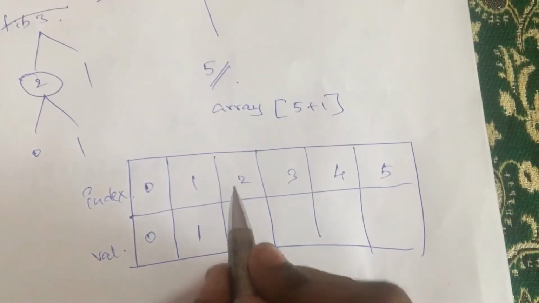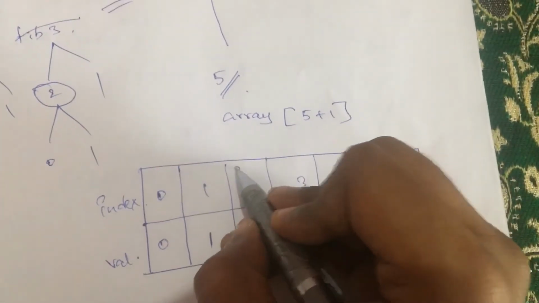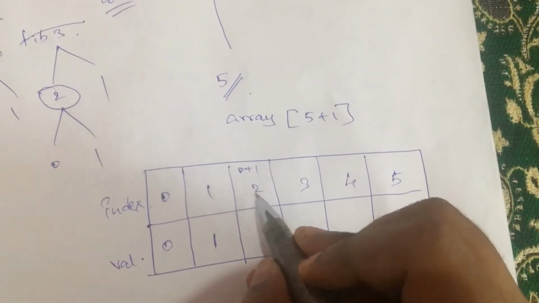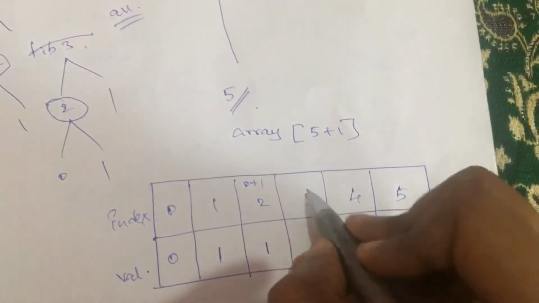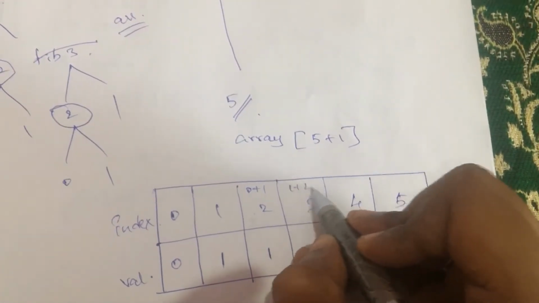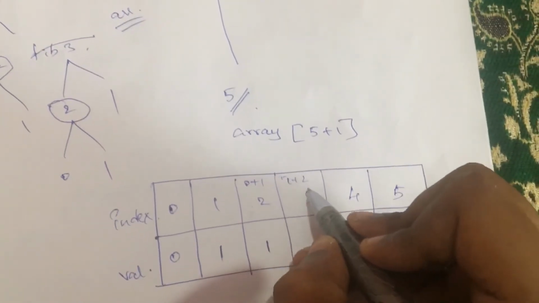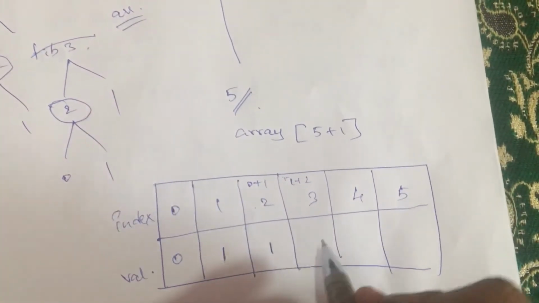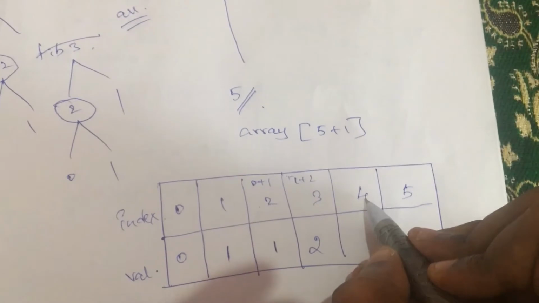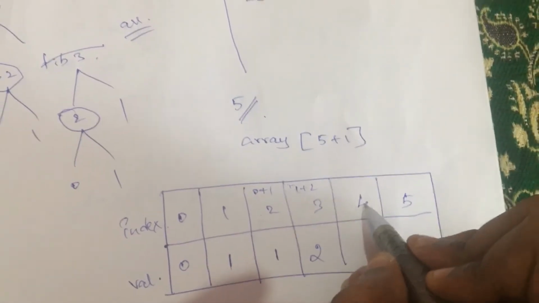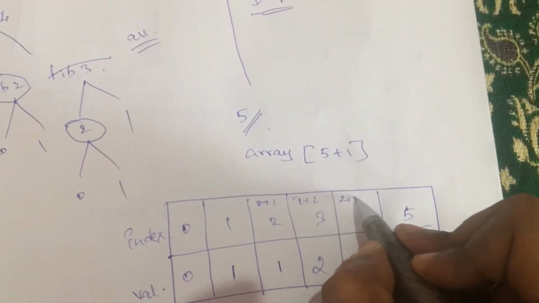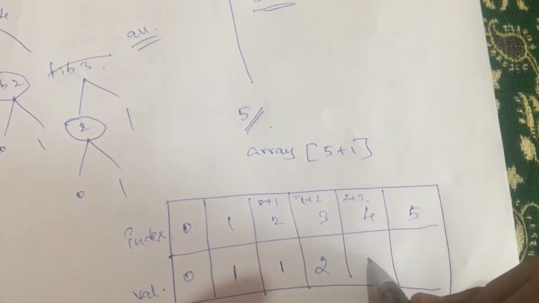First, if I want to find 2, I add 0 plus 1, so 0 plus 1 will be just 1 itself. For 3, I need to add 1 plus 2, right? So index values 1 and 2 give me the value of 3. So 1 and 1, it will be 2. And for finding the value for index position 4, I need to add index positions 2 and 3. So 2 plus 3, that is 1 plus 2, will be 3.